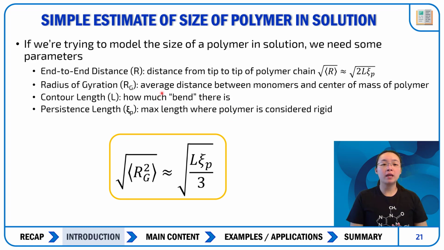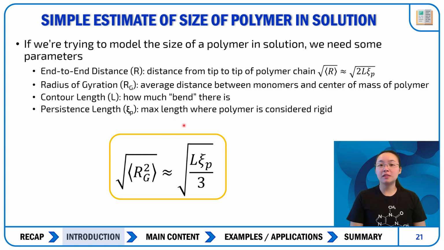So the 4 main parameters we have to look at would be the end-to-end distance. So that would be called R. That's the distance from tip to tip of the polymer chain, and is actually given by this equation, which we'll prove later on. We have the square root of R being approximately equal to 2 times L psi p. So we'll explain these two. L is the contour length, so basically how much bending there is with your polymer, and your persistence length, psi p, is the maximum length where the polymer is considered rigid.